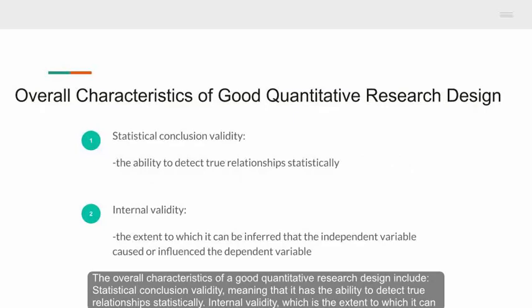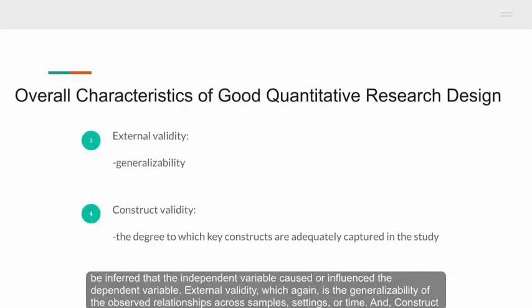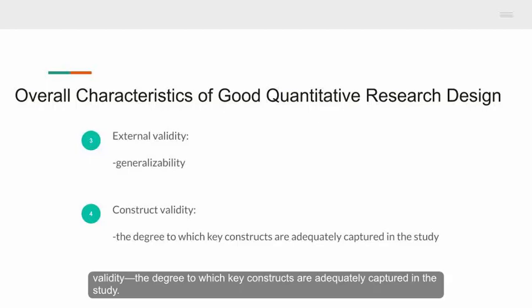And finally, the overall characteristics of a good quantitative research design include statistical conclusion validity, meaning that it has the ability to detect true relationships statistically. Internal validity, which is the extent to which it can be inferred that the independent variable caused or influenced the dependent variable. External validity, which again is the generalizability of the observed relationships across samples, settings, or time. And lastly, construct validity, the degree to which key constructs are adequately captured in the study.